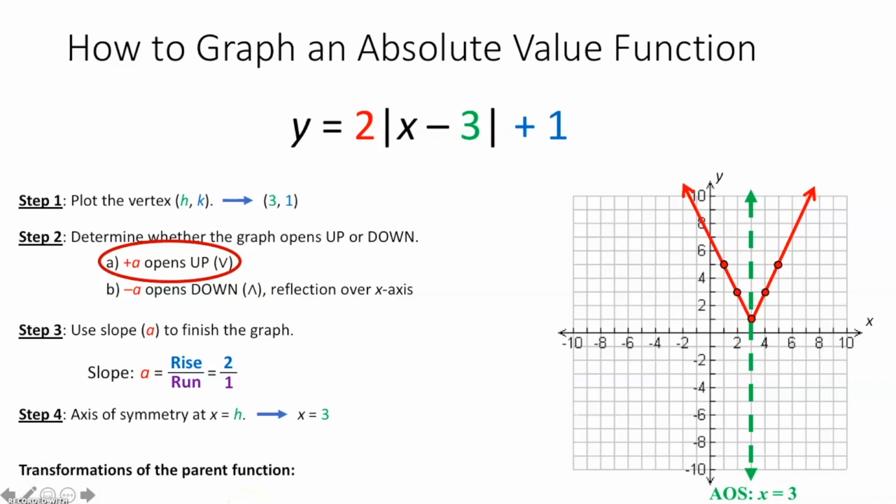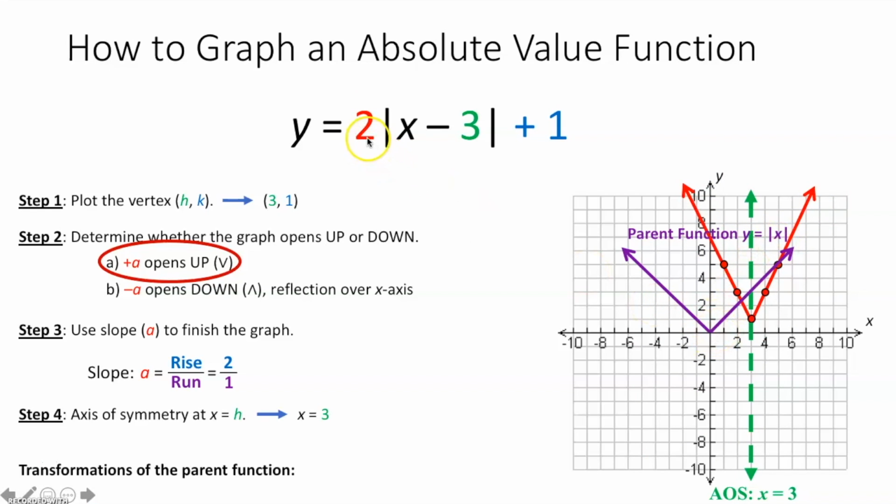Next, these questions will also ask, what transformations did we do to the parent function to get to this new given function? So what did we do to the parent function? Well, each of these specific a, h, and k values did something to our parent function so that we have our current function. So here's our parent function. That's what it looks like. Y equals the absolute value of x. What did we do to this function?